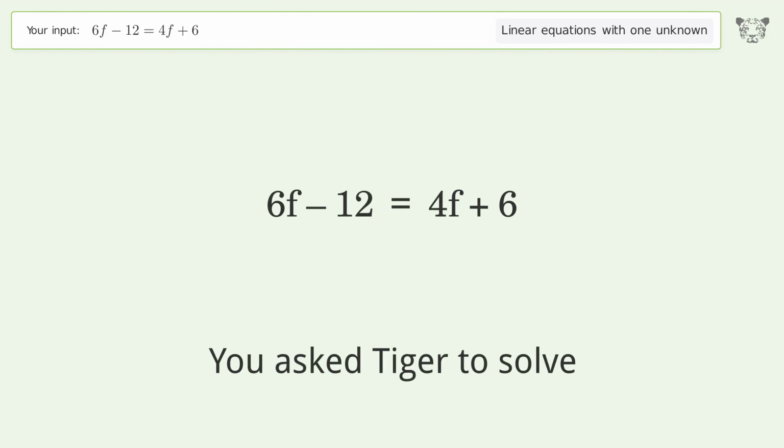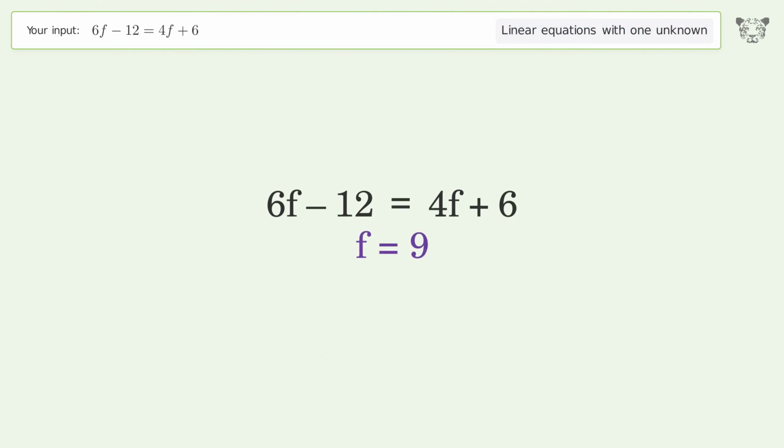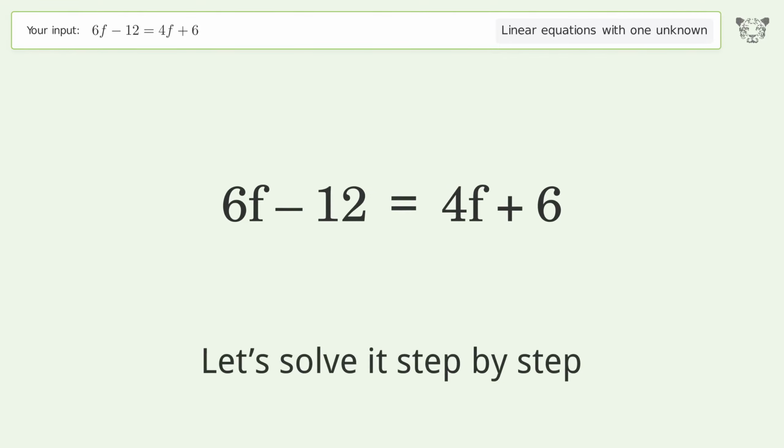You ask Tiger to solve this. This deals with linear equations with one unknown. The final result is f equals 9. Let's solve it step by step.